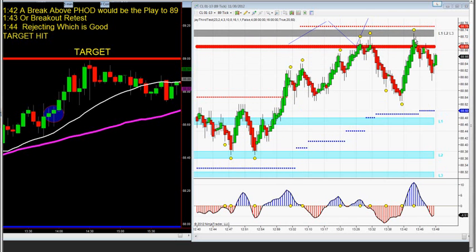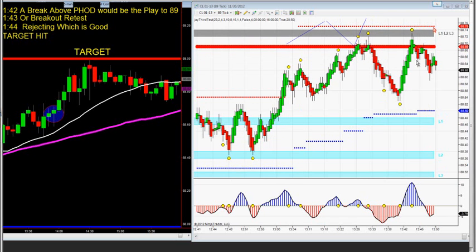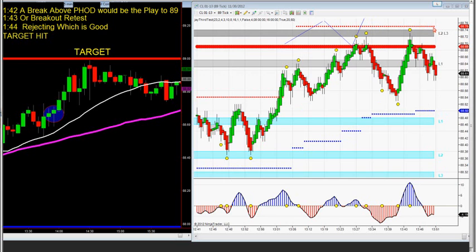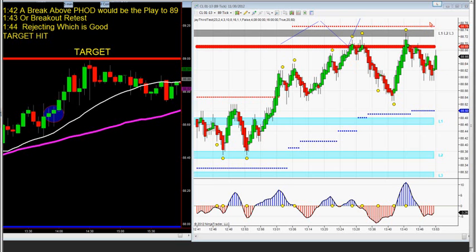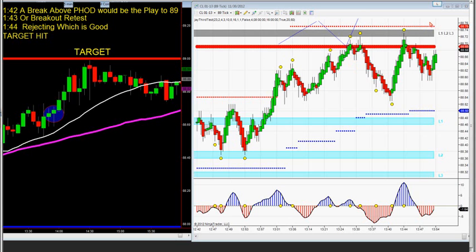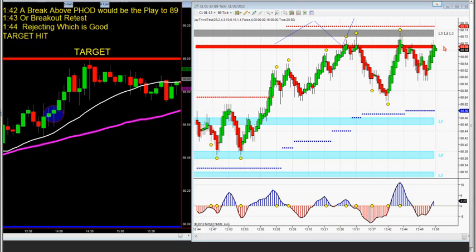I said rejection. That is good. Rejecting is good because I know once I break out above the symmetry dots, my target's going to go all the way to 89 for me. Also, I know if I break out above 88.69, I'm looking for a retest long. So I want it to break out, get me long on a breakout at 75. That's one way to do it on my automated software, or retest long manually.